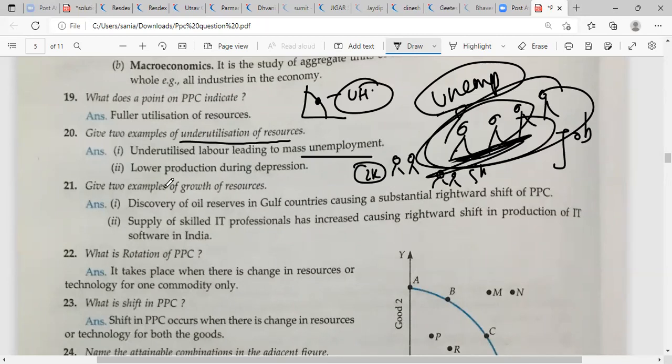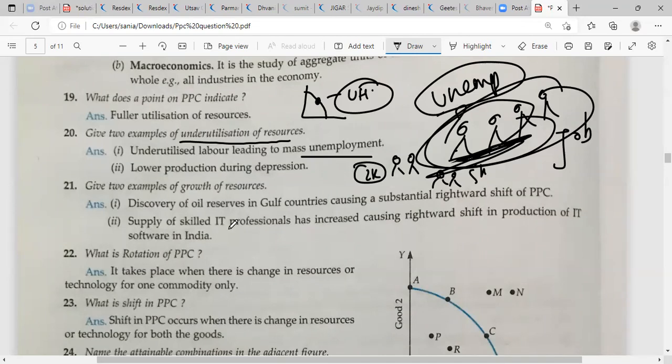Yes, ma'am. Okay. Next is give two examples of growth of resources. So first, the discovery of oil reserves in the Gulf countries causing a sustainable rightward shift. For example, you suddenly found that you have oil reserves in your country. So that means there is an increase in resources for your country. That is an example of growth of resources.